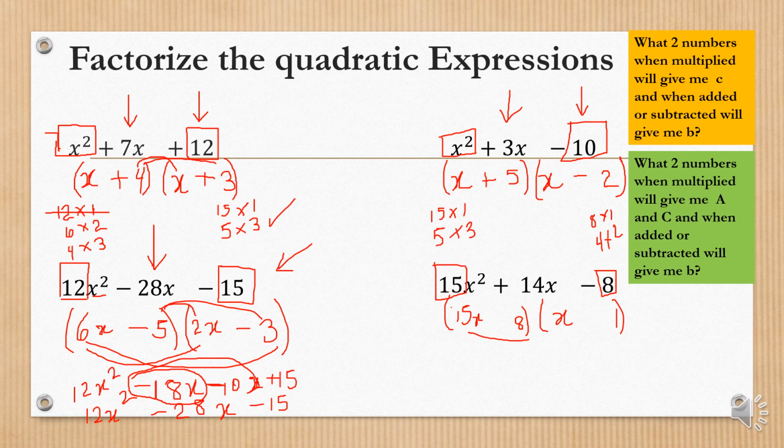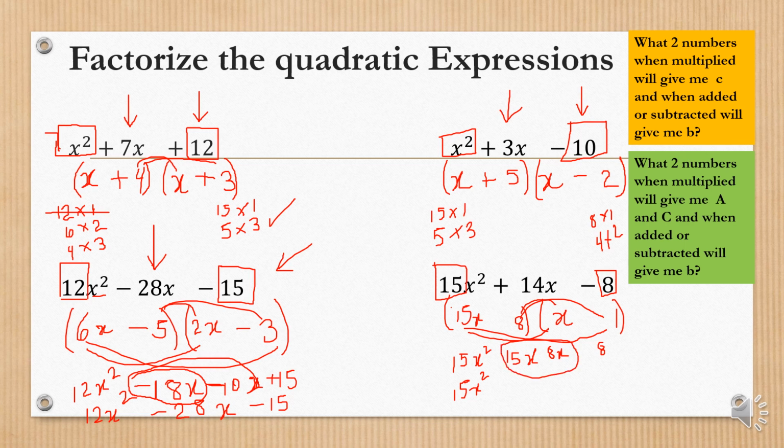Right, let's expand. 15x by x is going to give me 15x squared, and then 15 by 1 is going to give me 15. Then 8 by x is going to give me 8x. So I'm missing my x from here. And then 8 by 1 is going to give me 8. Because as you can see, I have my term in x squared. Let me calculate my x's now. Could I add or subtract 15 and 8 to give me 14? No, I cannot, because 15 take away 8 is going to give me 7, and 15 plus 8 is going to give me 23. So I know definitely this is not working.